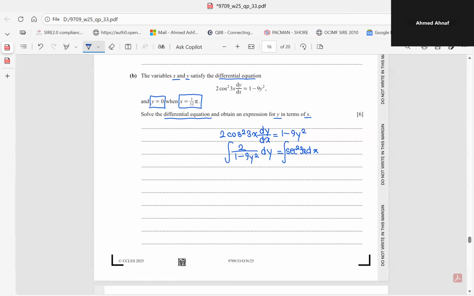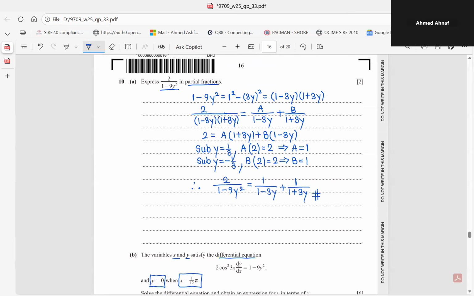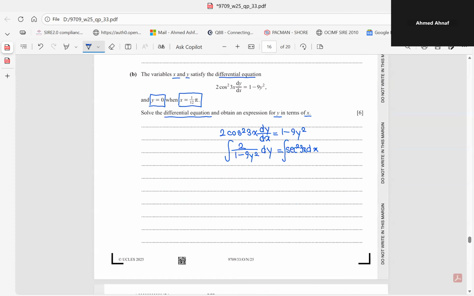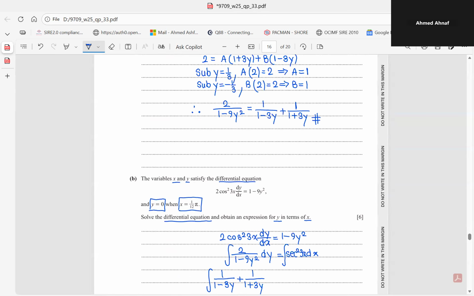On the left-hand side, if you realize, the expression we have to integrate is the exact same expression that we decomposed into partial fractions. So let's rewrite it: 1 over 1 minus 3y plus 1 over 1 plus 3y dy.